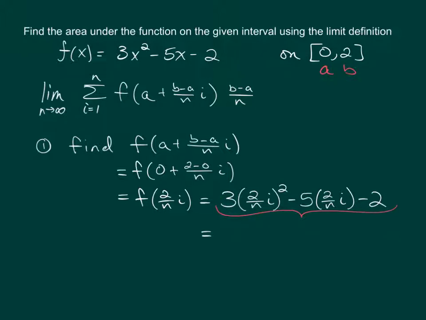And when you do that, 2 squared is 4 times 3 is 12 over n squared i squared. The next term, negative 5 times 2 is negative 10. So that's minus 10 over ni. And then the last term is minus 2. That's the best we can do for right now. On to step 2.